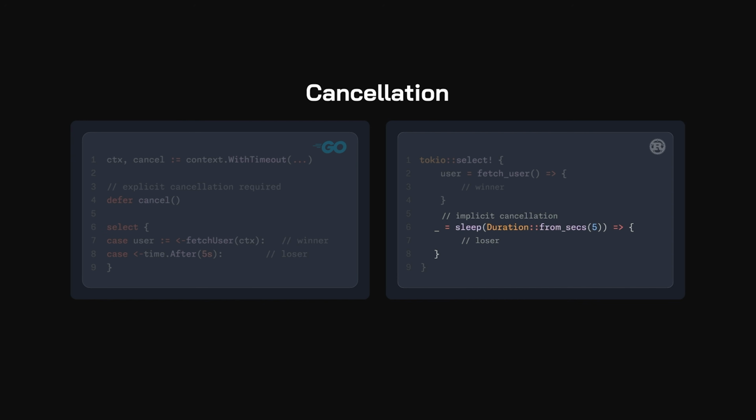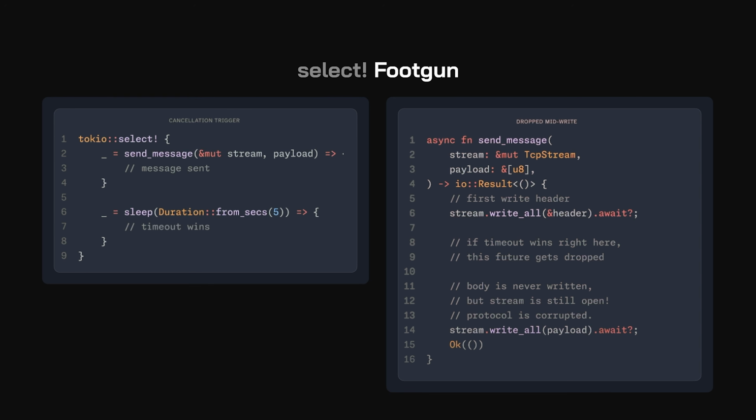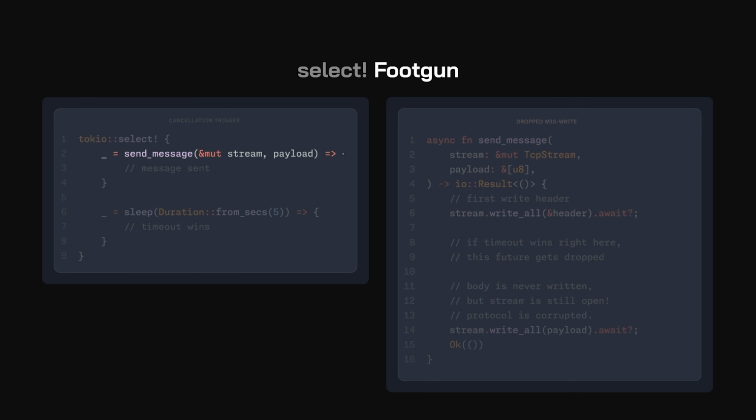But what happens if you're racing futures and you end up in the middle of a multi-step operation like a transaction? This is where a common footgun in Rust occurs, and it has to do with something called cancellation safety. Imagine you're writing a protocol message to a TCP stream, but you're doing it inside of a select macro. The send message future starts being polled. The header gets written, but then you hit the 5-second timeout. It saw the beginning, but it never got the rest, and your protocol state is now corrupted.